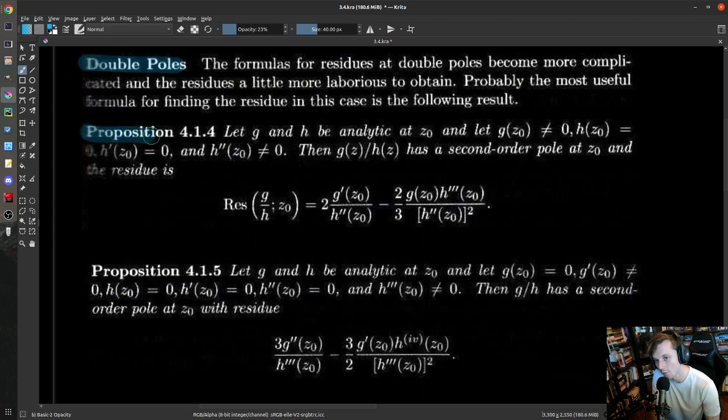So let's start with Proposition 4.1.4. Here we have g and h analytic at z naught, and g of z naught is non-zero, h of z naught is 0, as is its derivative, but its second derivative at z naught is non-zero. Then, of course, g over h has a second order pole at z naught. That's what the definition is, right? And the residue is equal to, oh, this is crazy. It's a wild formula. It's not too bad though. 2g prime at z naught over h double prime at z naught, minus 2/3 g at z naught h triple prime at z naught divided by h double prime at z naught, that whole quantity squared.